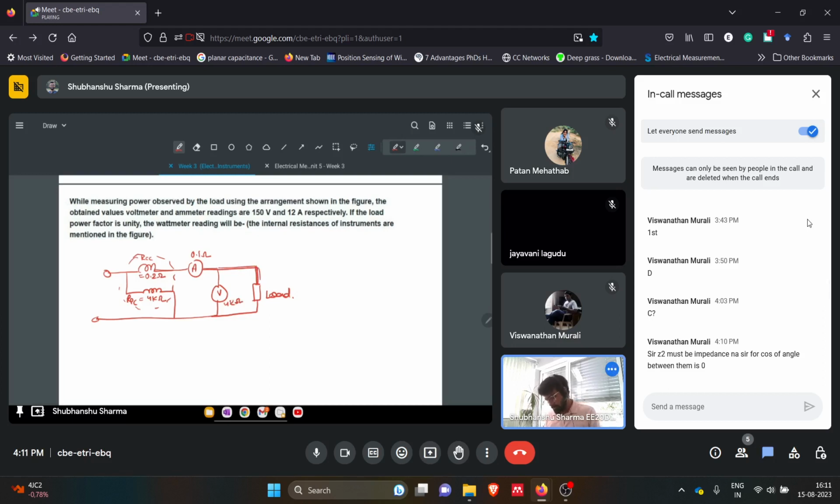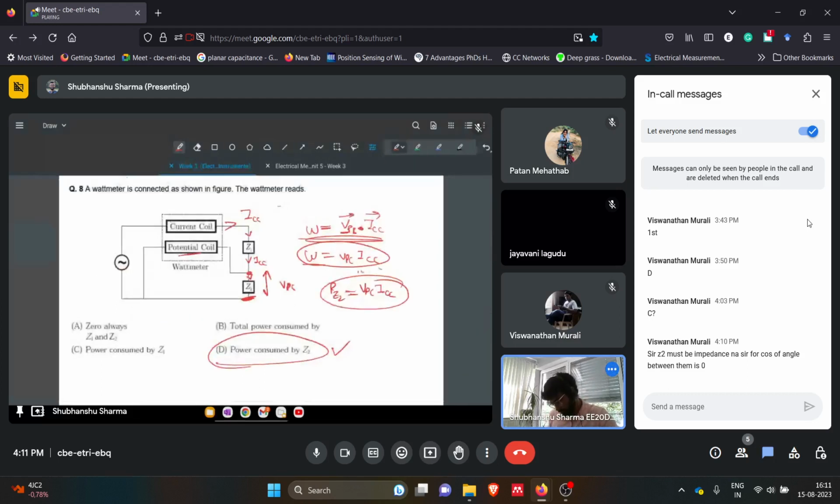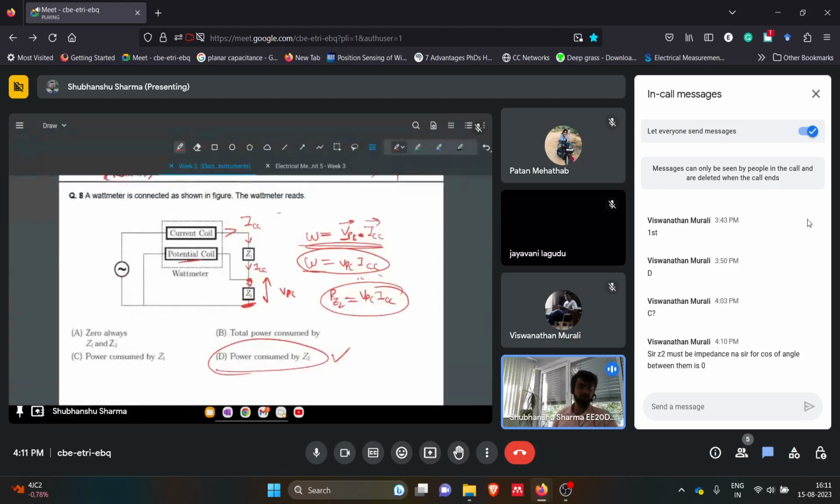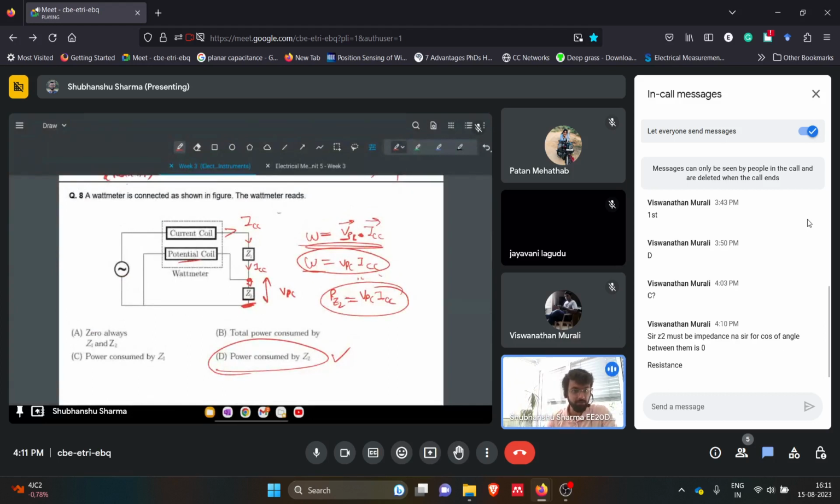Now they are asking, while measuring power absorbed by the load using the arrangement shown in the figure. Now you can see the figure. Z2 must be an impedance, sir, for the cos of the angle between them is 0. It's just a representation, it is nowhere mentioned that it is an impedance. Since they have just mentioned Z2 and are not talking about any angle between them, you can just say it is a resistance or something like that.